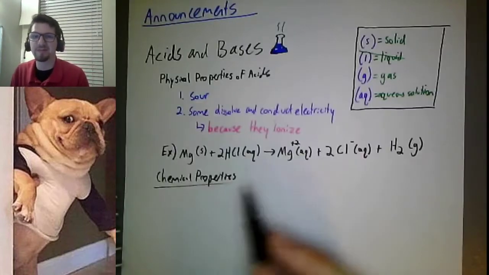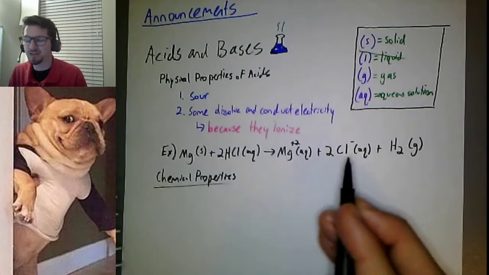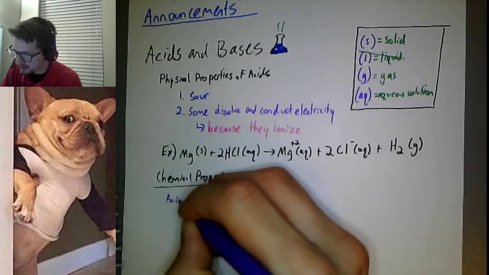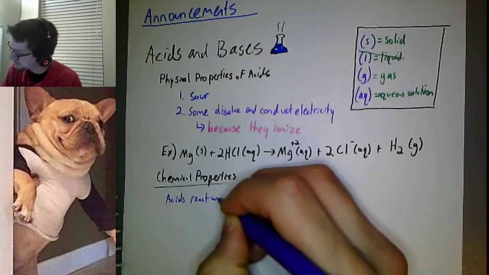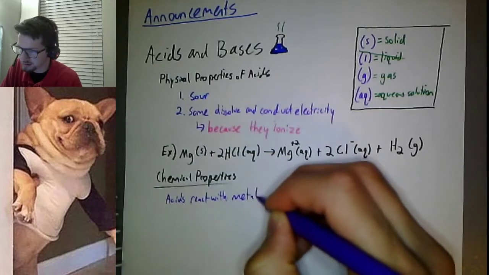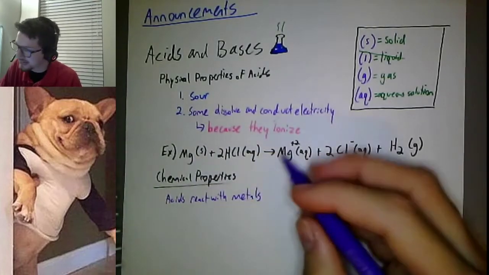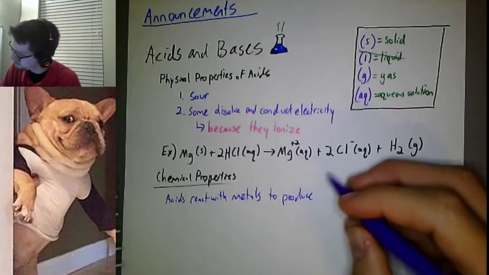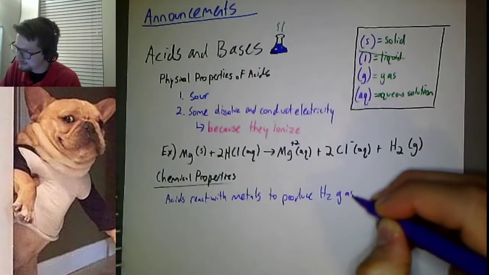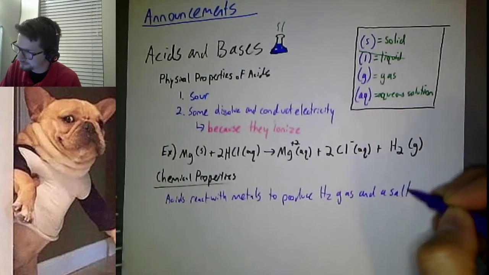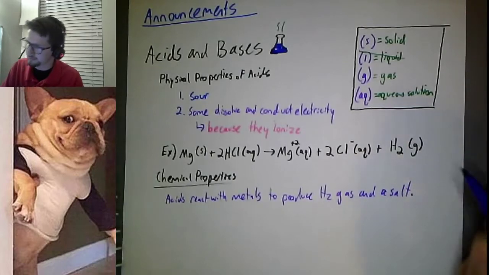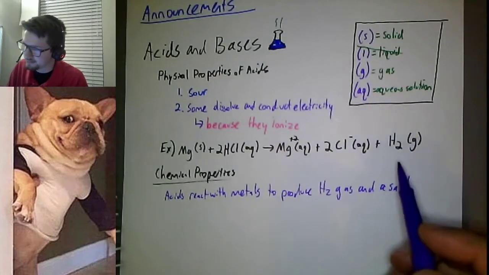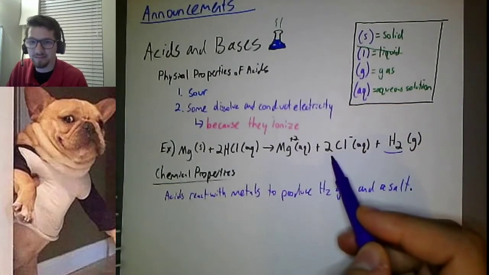So one more thing on this before we move on. There's a chemical property that's being shown in this equation that I want to give you a definition for. What's happening is acids react with metals. Magnesium combines with an acid. Acid reacts with metals to produce hydrogen gas and a salt.